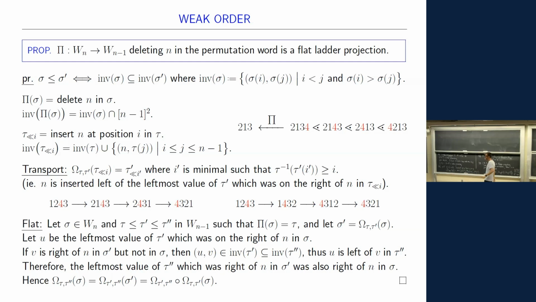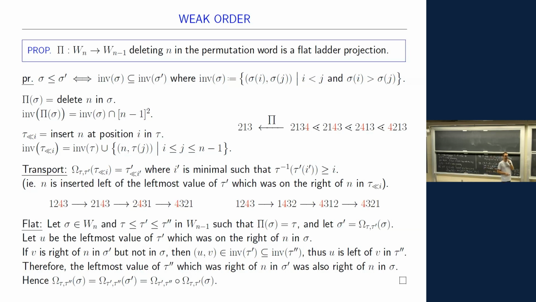Now in particular, imagine I have tau smaller than tau prime prime, and I transport a given permutation sigma from tau to tau prime. So someone pushes n, and now I look at what happens after. Some other people will push n. What is sure is that whoever pushes n has not yet been exchanged with the last person who pushed n, because I want tau prime prime to be bigger than tau prime. So whoever is pushing n was already to the right of n at the very beginning. And this shows that the transport is flat.